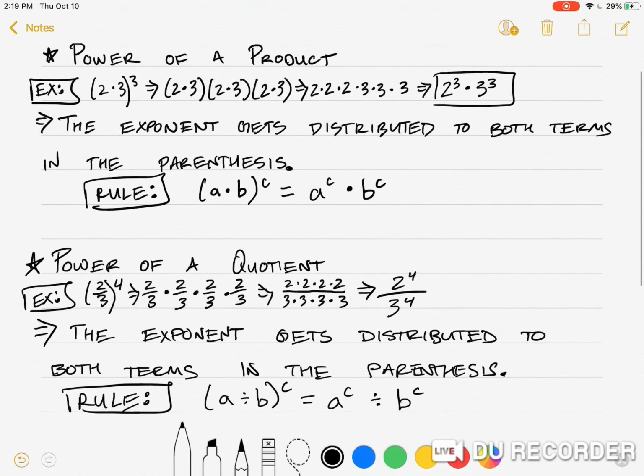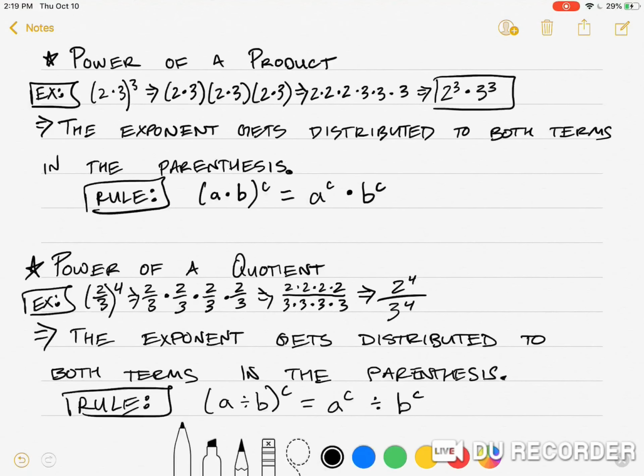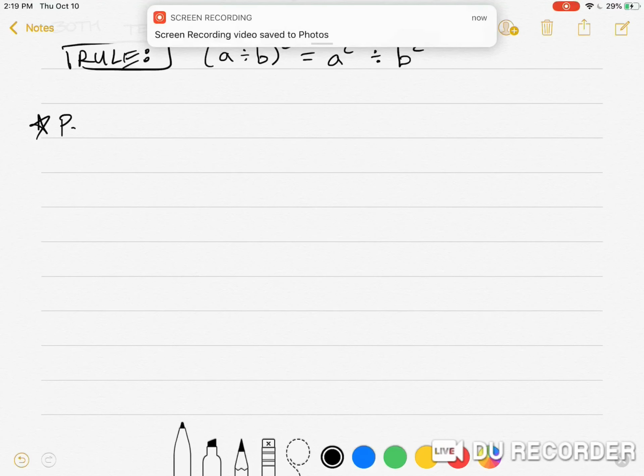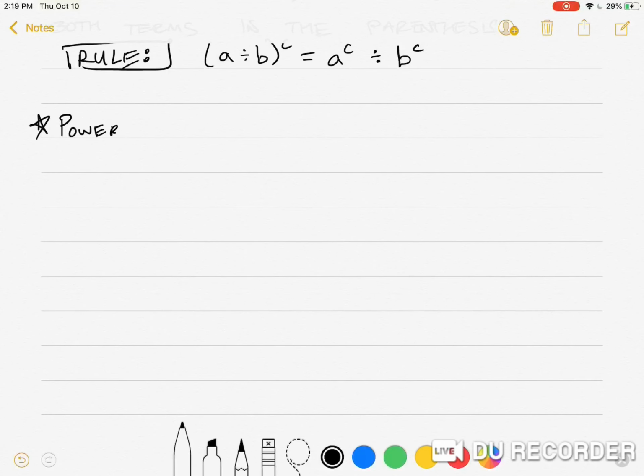So, if you need to at any point pause this video and copy down some more notes or rest your hand, feel free to do so. What we're going to go over is the power of a power rule. And this will be your last set of notes for today. We'll continue with more notes when you guys come back to school. So the example that I'm going to give you today is this. 2 to the third power to the fourth power.